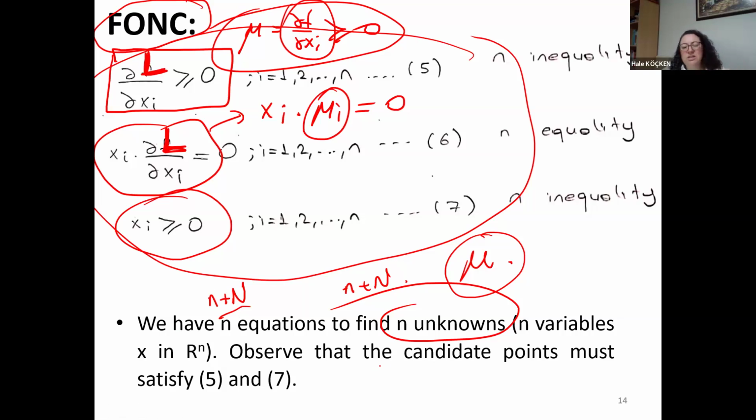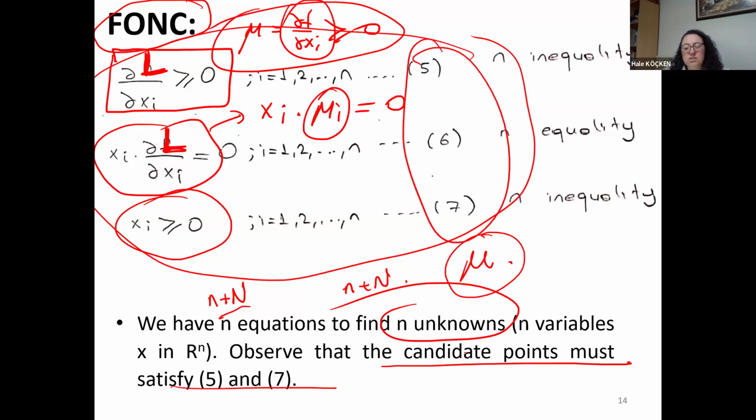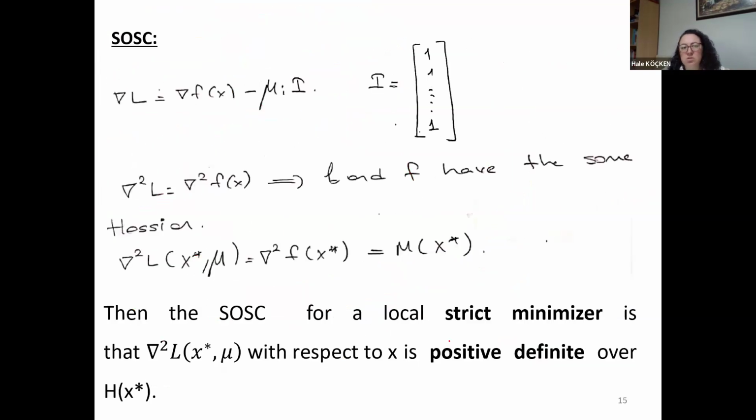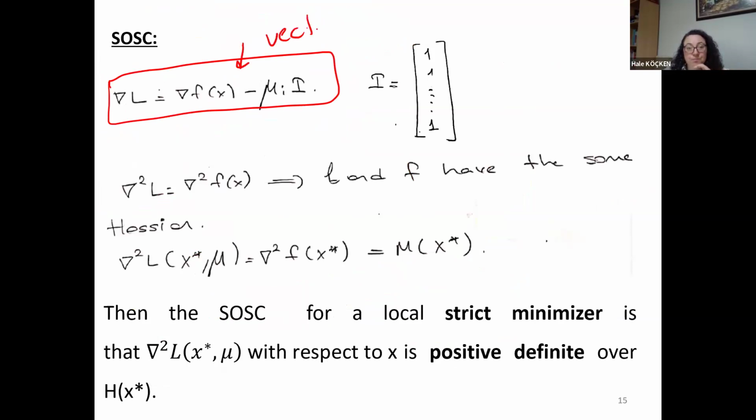Of course, we will apply the same idea. We will find the candidate points that satisfy 5 and 7, I mean these equations, and we will apply the second order sufficient condition. This was the complementary condition, and this was the first order condition equation, but it's written in vector form, as you see. We didn't write only df over dxi minus mu i. Why?